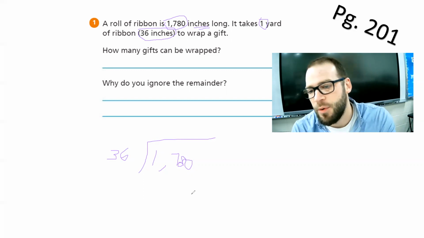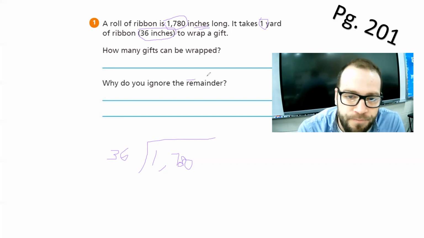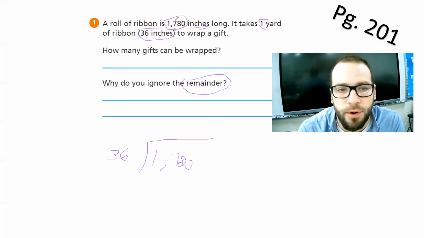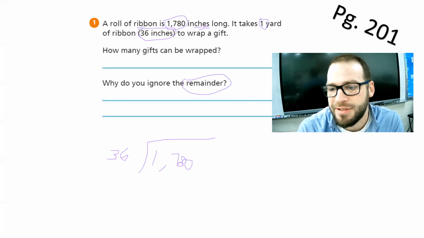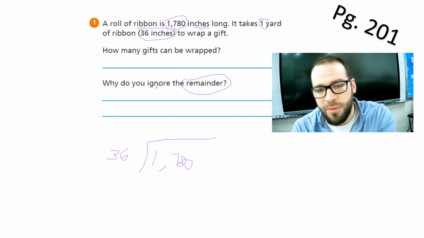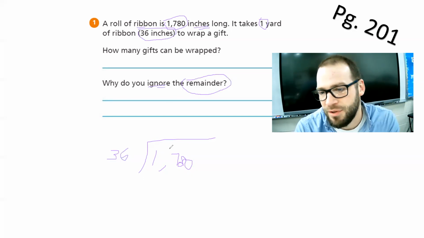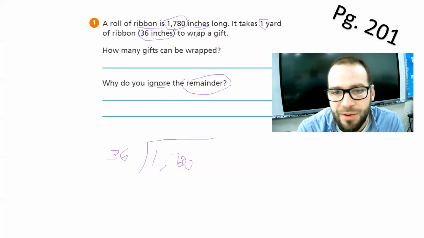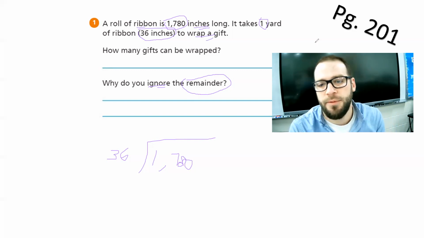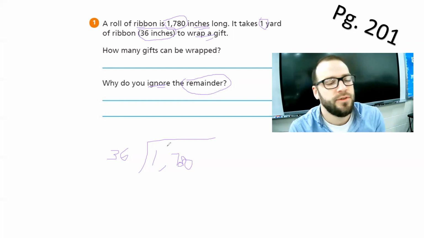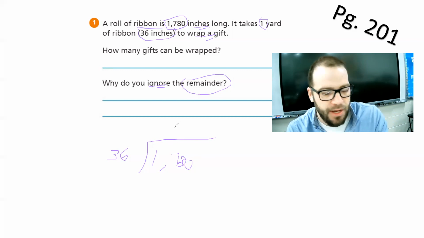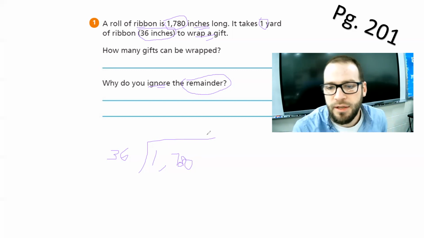Remember I said we're working on what to do with the remainder. What would you do with the remainder of wrapping paper or ribbon? It usually goes in the garbage, doesn't it? You can't use it. So basically we're ignoring the remainder, because we can't wrap a gift with the remainder. All right? So try this division problem, then unpause it and see how you did.